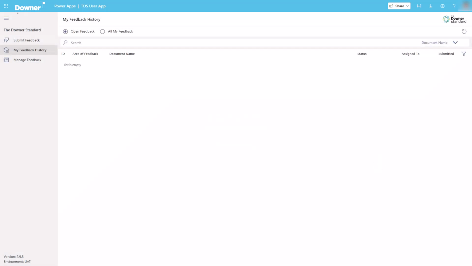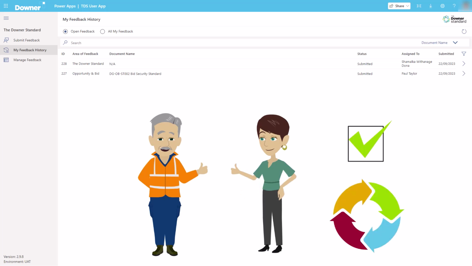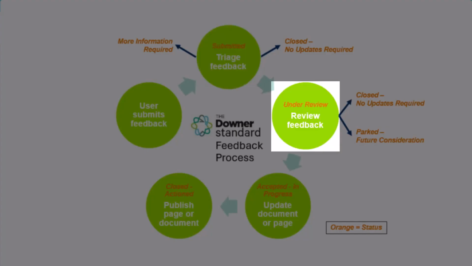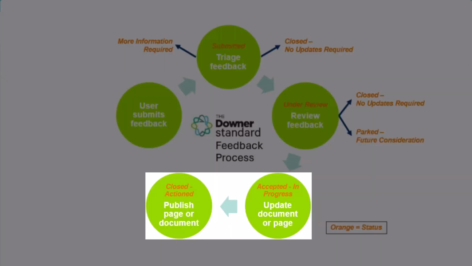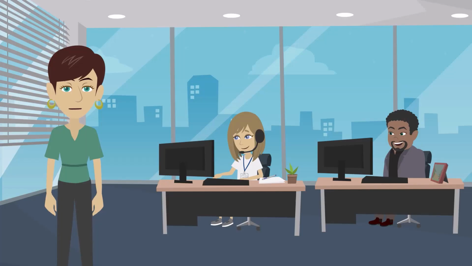This triggers an automated process designed to ensure feedback is assigned to the correct person, reviewed upfront for applicability, and linked to document updates via a closed-loop automated process. Once submitted, the steps include triage, reviewing and deciding on the best course of action, updating and publishing pages or documents if applicable, and providing communication and status updates along the way.